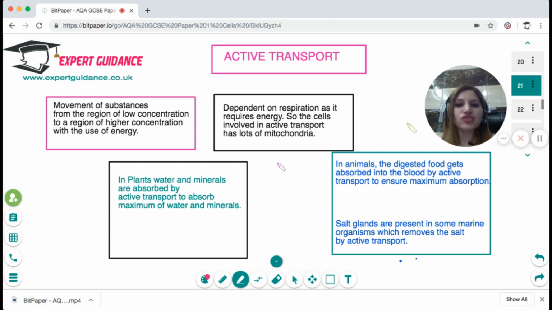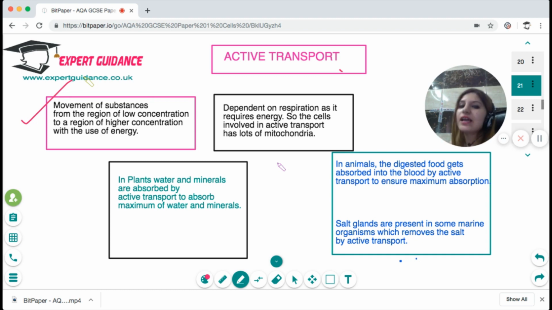Now, the next transport is the active transport. Active transport, as you remember, we did uphill and downhill. So active transport is uphill. That is movement of substances from low concentration to high concentration, against the concentration gradient with the use of energy. It is dependent on respiration as it requires energy. So the cells involved in active transport have lots of mitochondria.